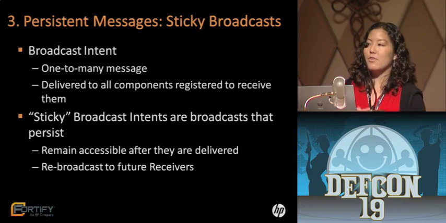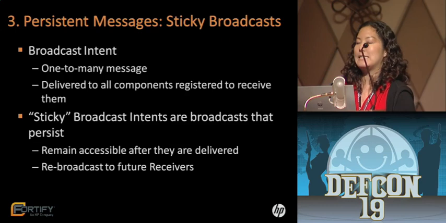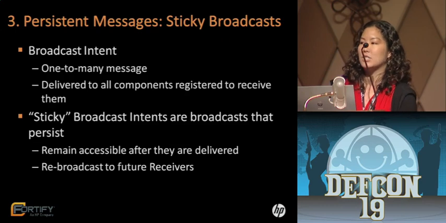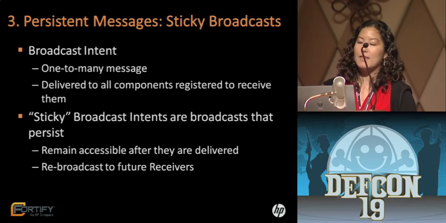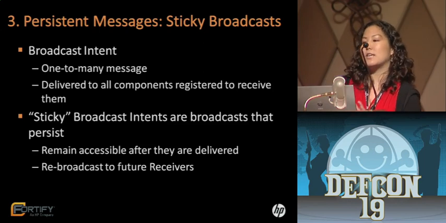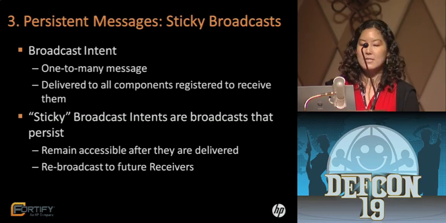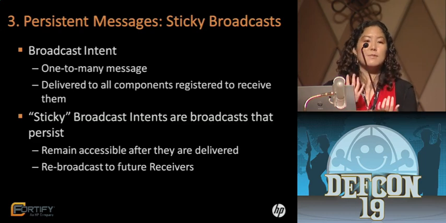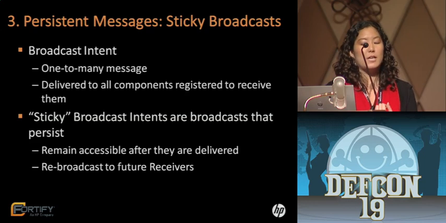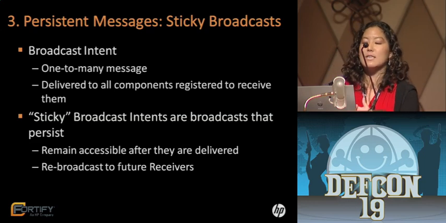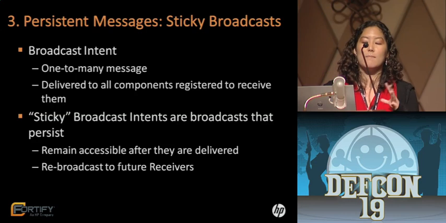So our third vulnerability type is persistent messages. In Android, these are called sticky broadcasts. This is a particular attack. It's a special case of the unauthorized intent receipt, which is the first attack we presented. To give you a little background first, broadcast intents, instead of the typical one-to-one communication, are one-to-many communication. So one message is being sent to any components that can potentially receive this message.